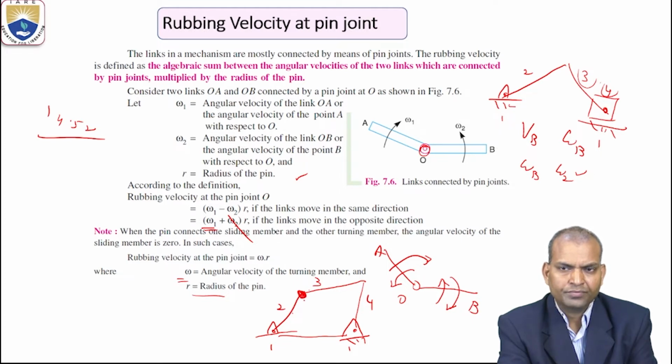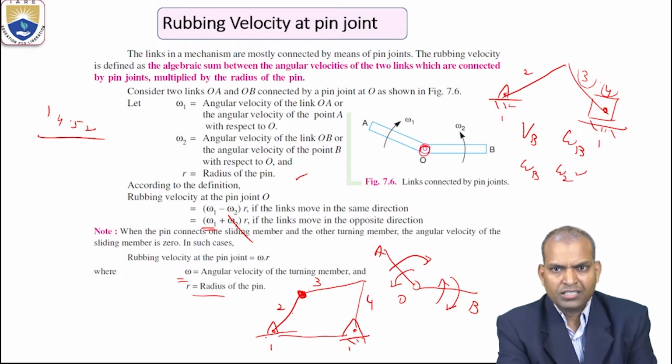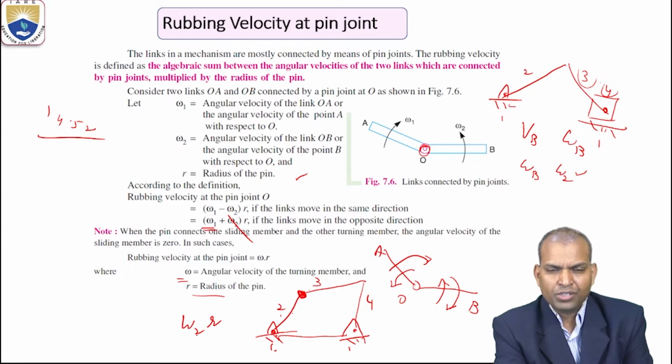And if we consider the rubbing velocity at link 1 and 2, what is the rubbing velocity? That is omega 2 times the radius of the pin at the 1 and 2 joint. What is omega 2? The angular velocity of link 2. What about omega 1? Omega 1 is the angular velocity of the fixed link, which is equal to 0 for the fixed link in this case.